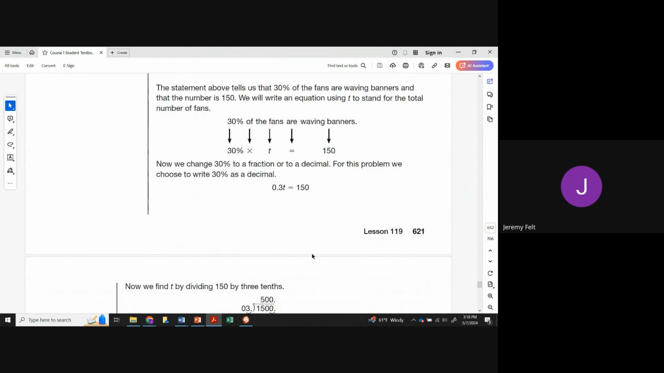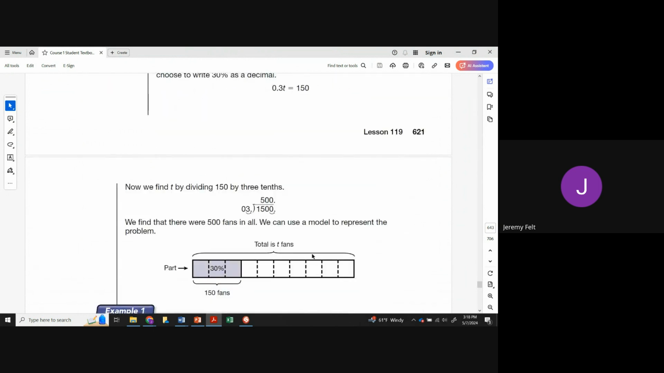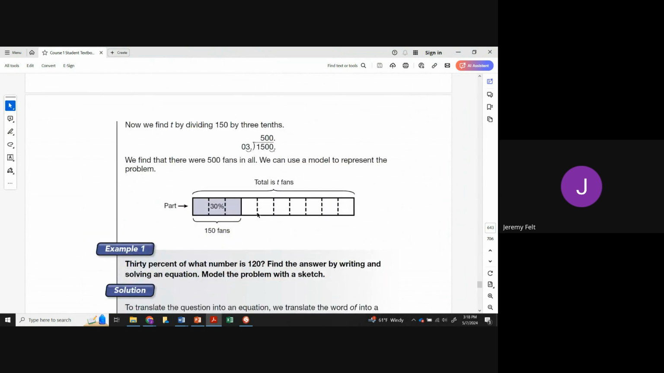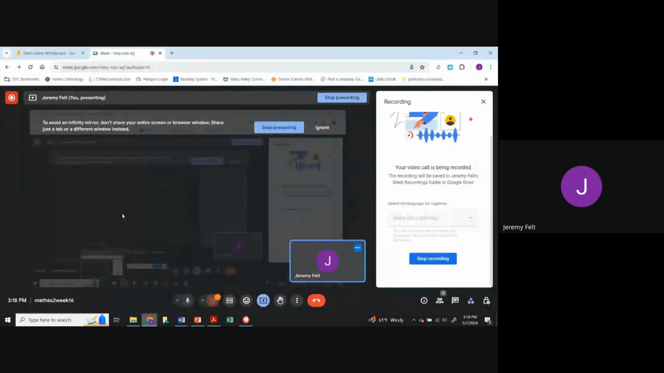And then the inverse of that is to divide. Okay. And then we end up with, or we could draw this out, our total fans parts, 30% or 3/10. Do 10 of these. We do that math and we end up that there's 500 total fans in the stadium. Let's look at example 1.